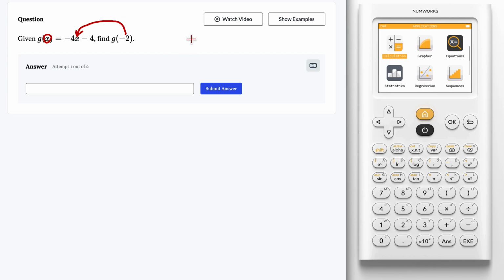All right. So this would be g of -2 equals -4 times -2 minus 4. Okay, so x is our input, -2 is the value given, so we put the value in where the variable is. Okay, so they've told us what x is.